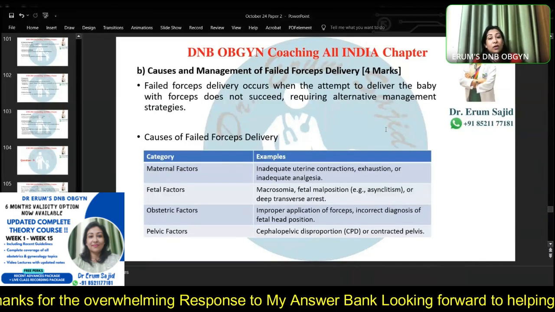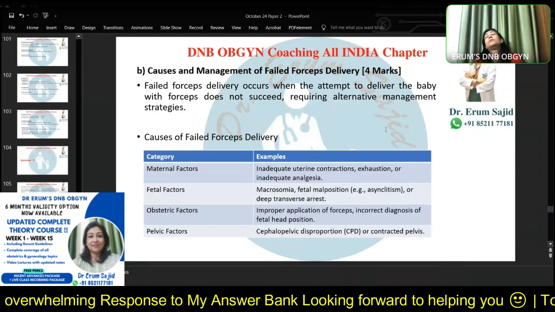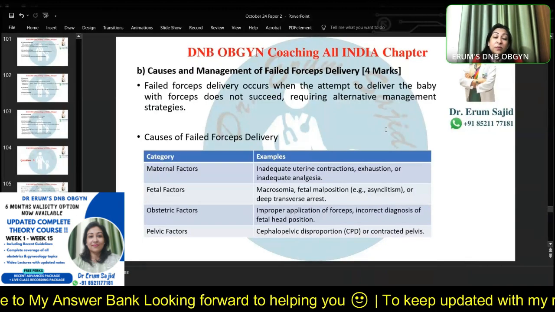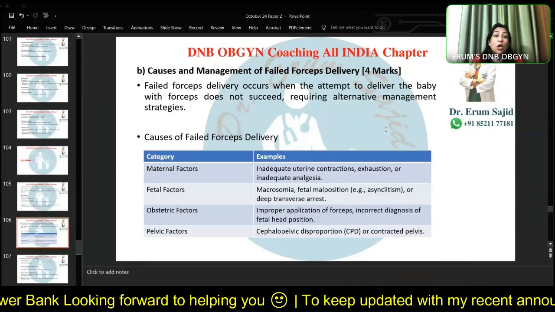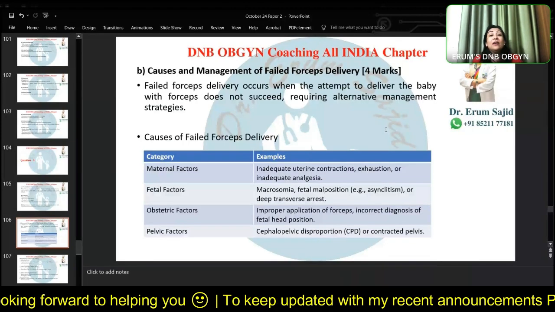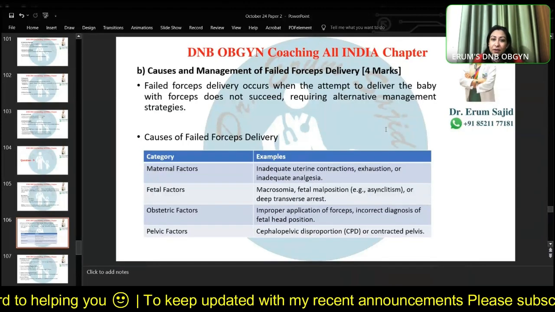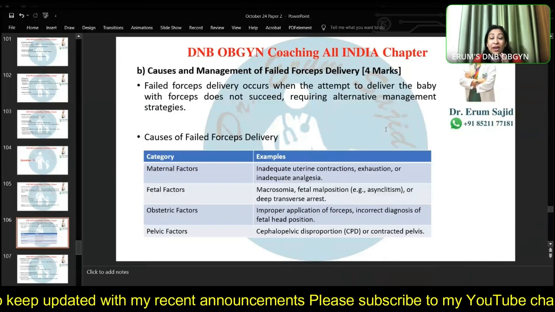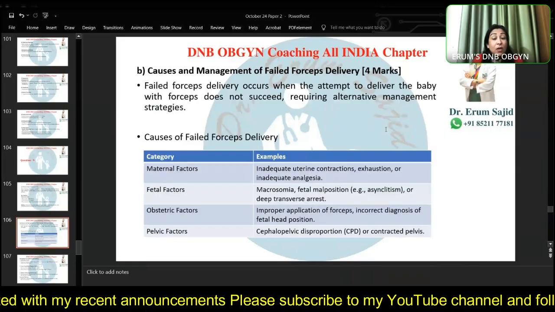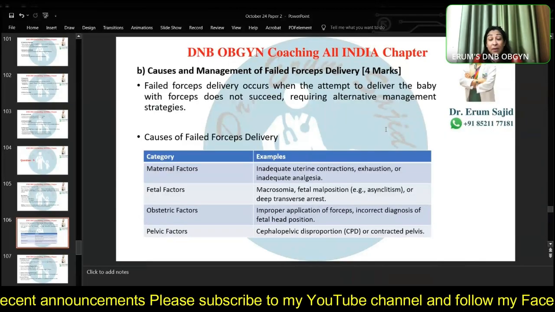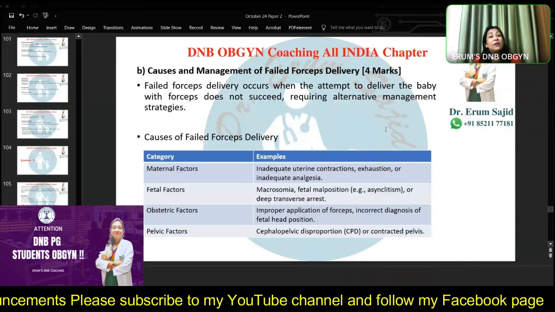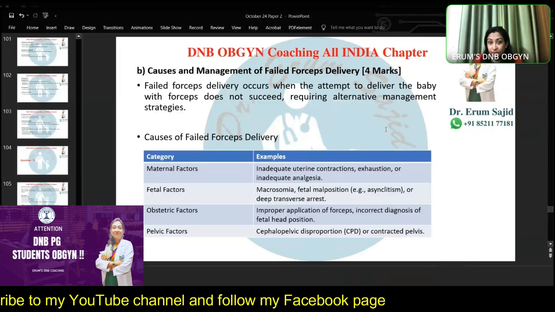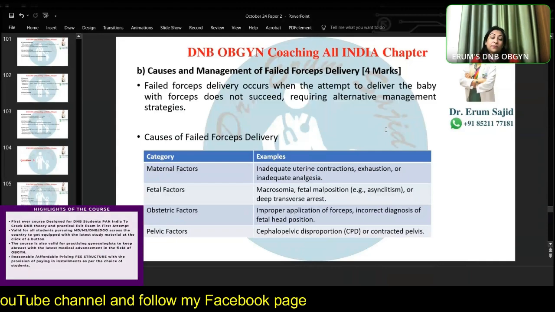Now, causes and management of a failed forceps. Can you tell me the causes of failed forceps? Maybe the person who's performing the forceps is inept, not experienced, number one. Second, there could be a part of asynclitism. The baby is not exactly, the head might not be rotated properly. Maybe you're applying high forceps. Maybe there is some amount of cephalopelvic disproportion. Maybe the head is not completely rotated. Okay, so these are a few things.